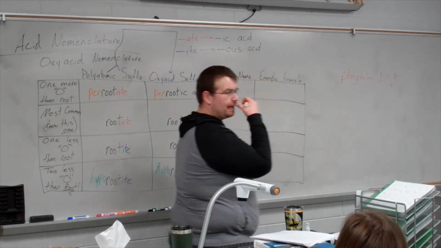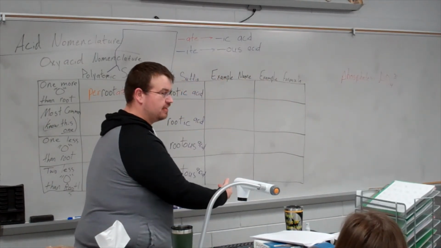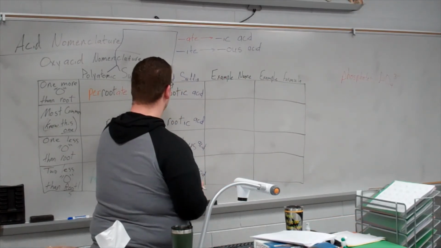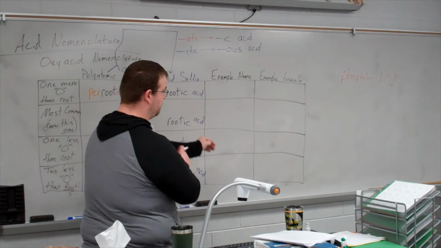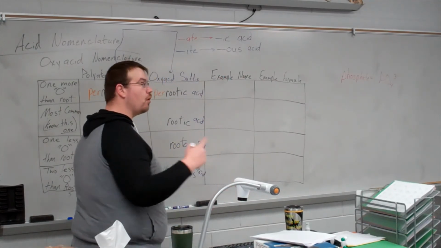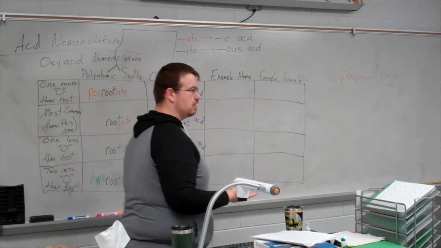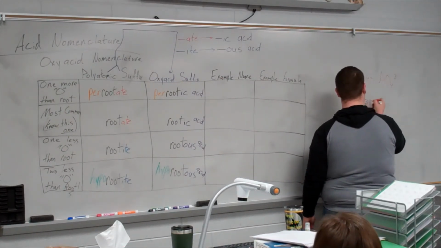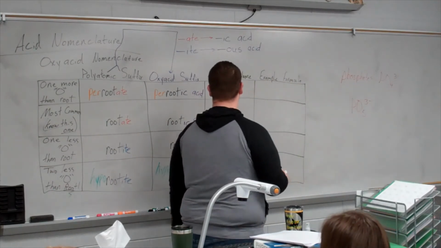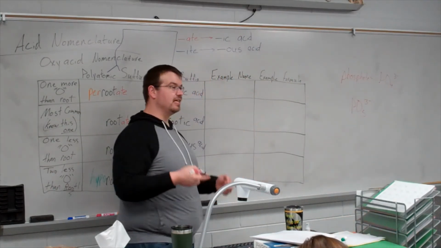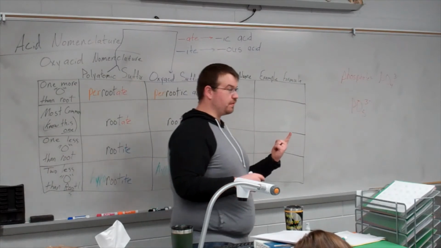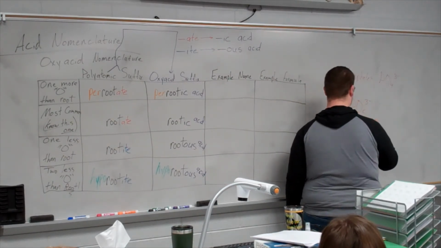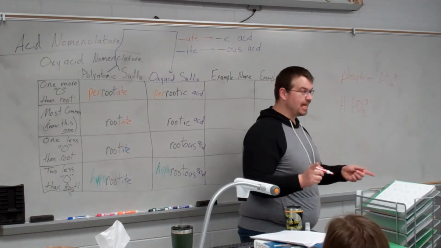PO4 3 negative. That's phosphate. Okay? So when we're looking at up here, I'm going to do perphosphate. That's one more oxygen. So the perphosphate is PO5 3 negative. Here's the thing. To make it an acid, what has to be the first element? Hydrogen. How many hydrogens? This is the key. 3.